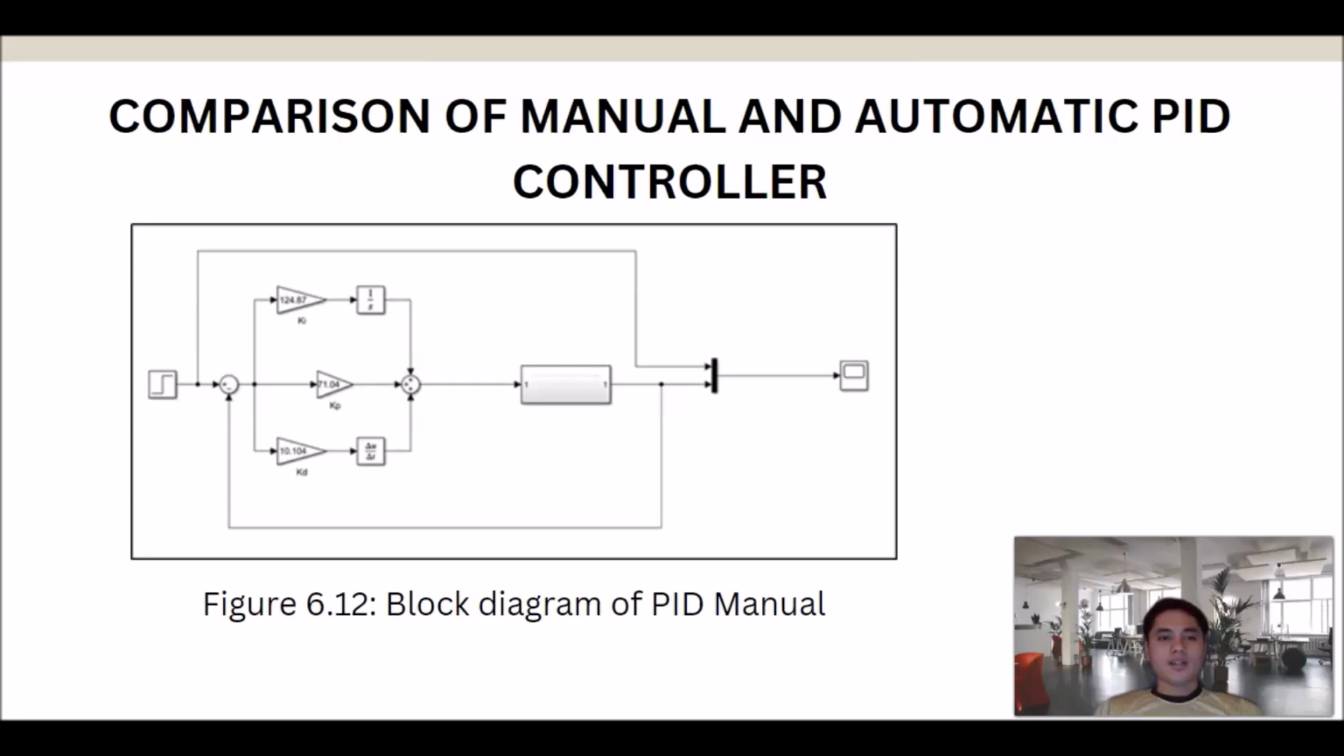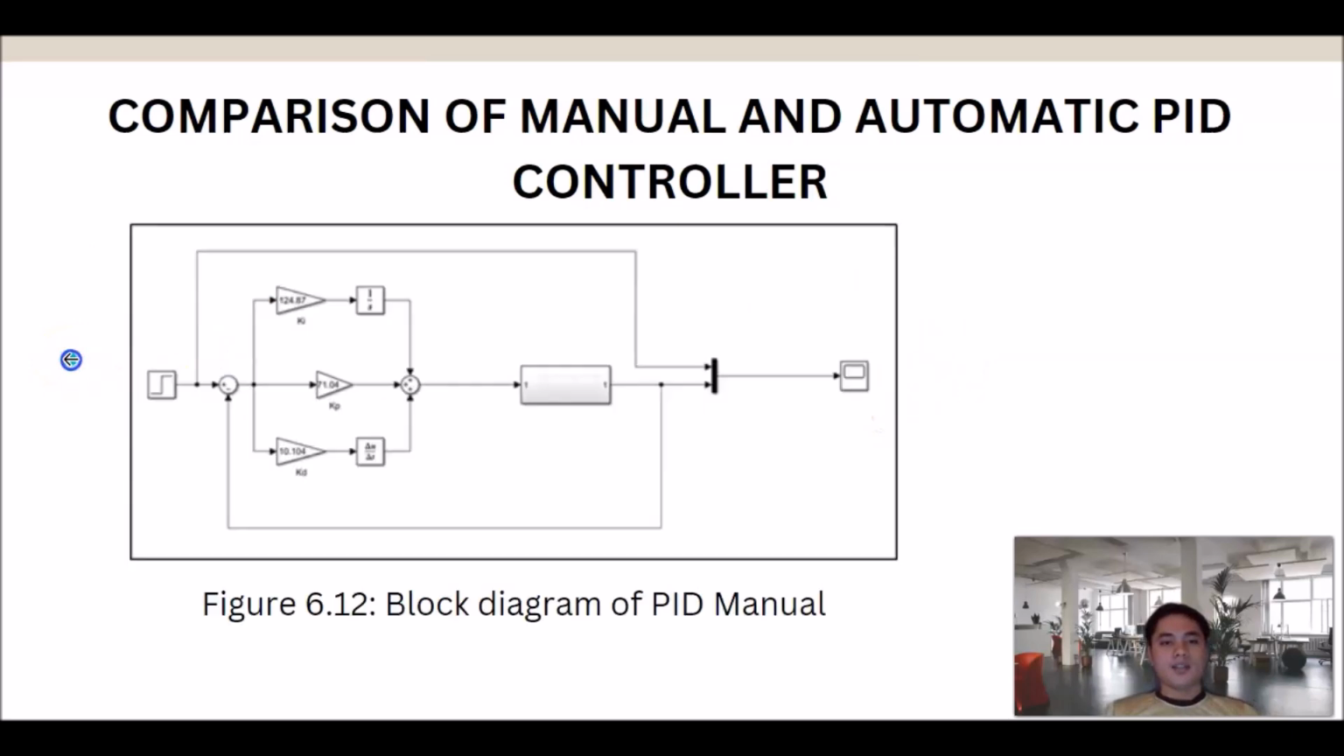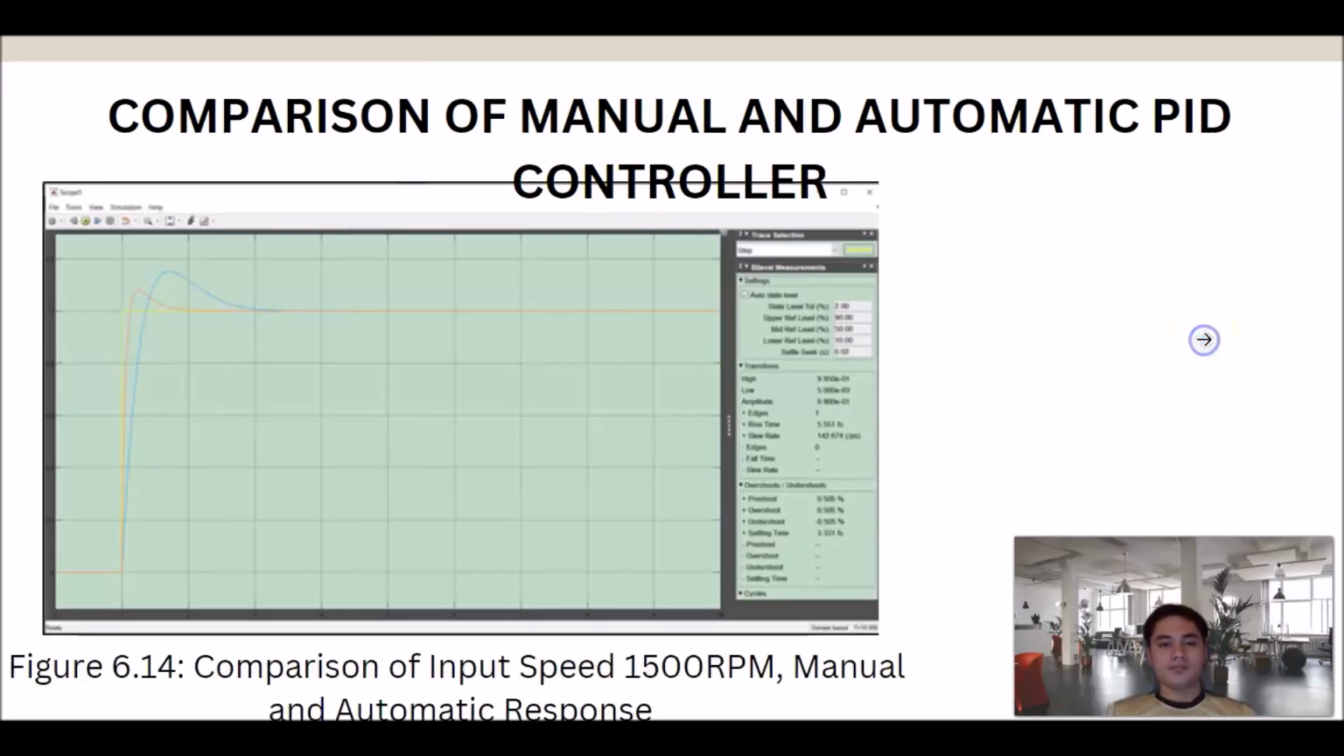For now, this is the comparison of manual and automatic PID controller. As you can see in our figure, this is the block diagram of PID manual. Then, compared to our automatic, this is the figure of a block diagram of automatic PID tuning. We can see the difference between manual and automatic circuit block diagram.